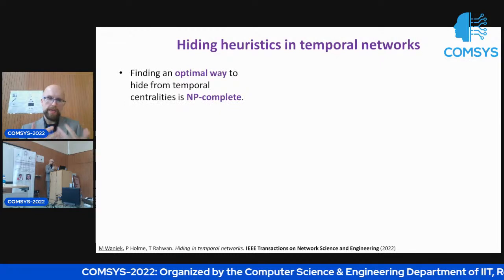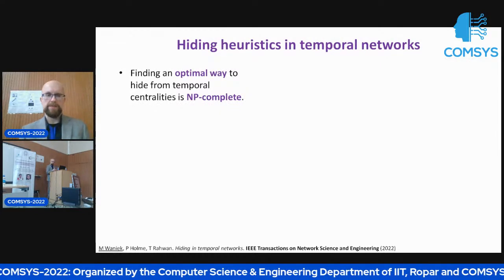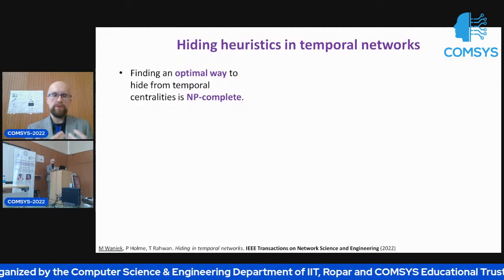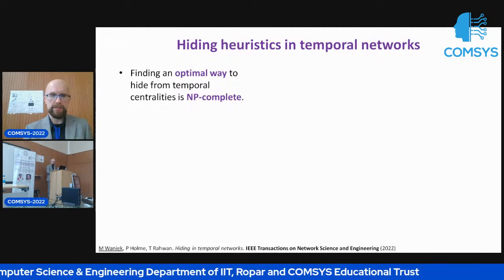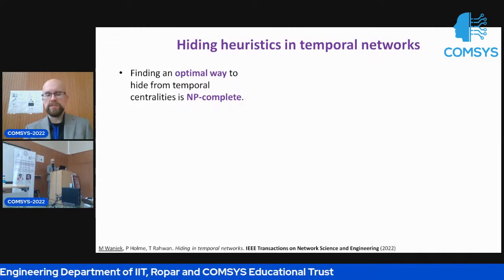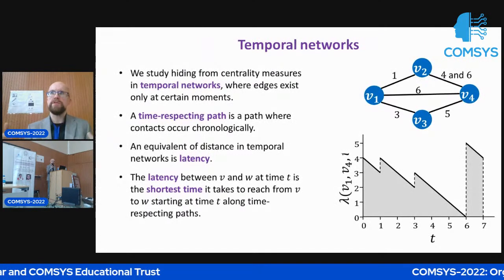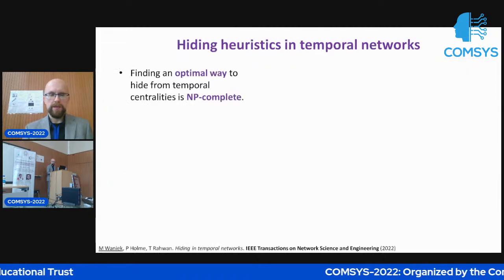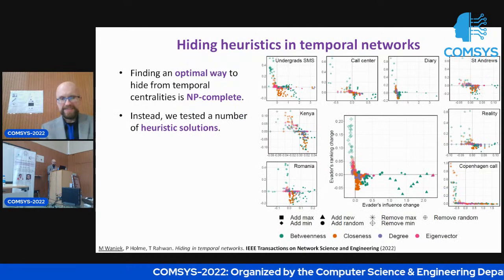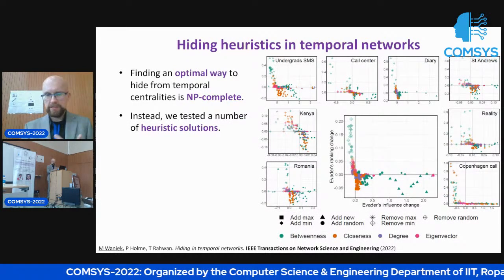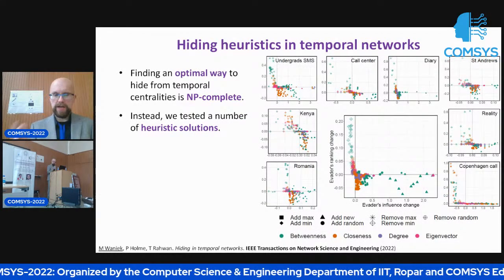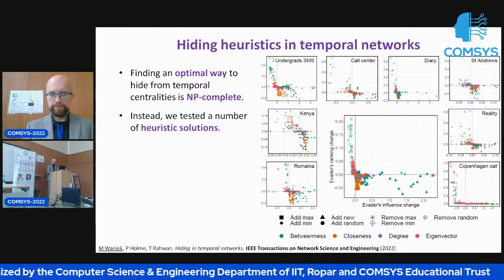Okay, so again, also in this case, finding the optimal way to hide, the optimal way to lower my centralities, is NP-complete. The difference in centralities is pretty much that instead of the normal distance, we use the temporal distance. Again, finding the optimal way to hide is NP-complete. Instead, we tested a number of different heuristic solutions, consisting of adding some edges and removing some edges.